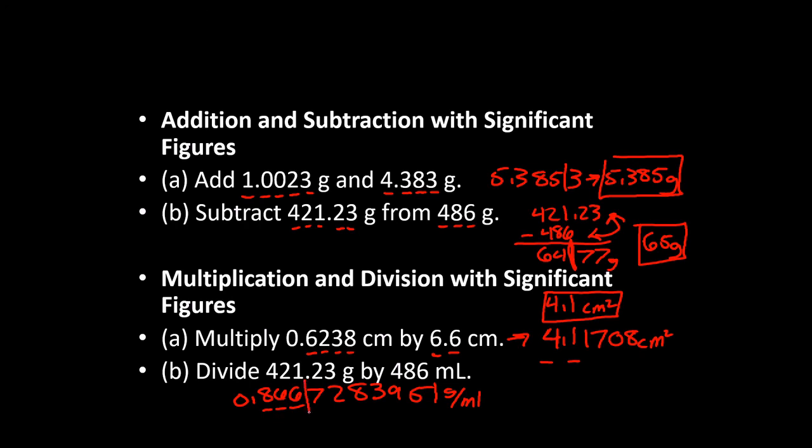So then, because we're cutting off the number here, we're going to look at the next number. If it's 5 or greater, we're going to round this one up, and it is. And so our final answer here is 0.867 grams per mil. All right. Hopefully, you all got the same answers as I did.